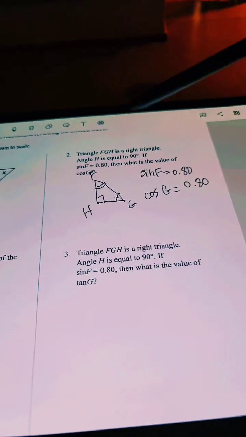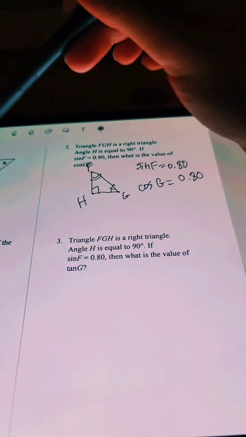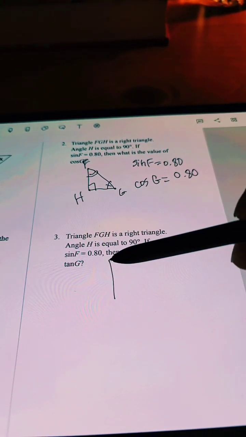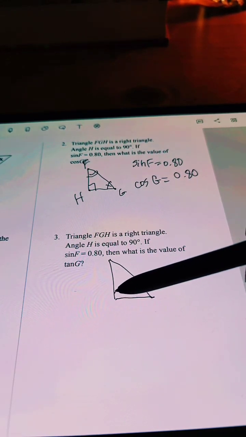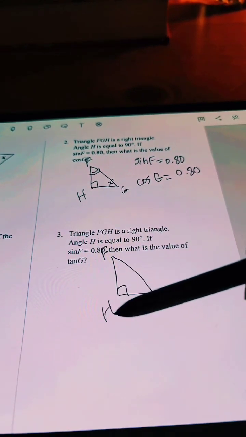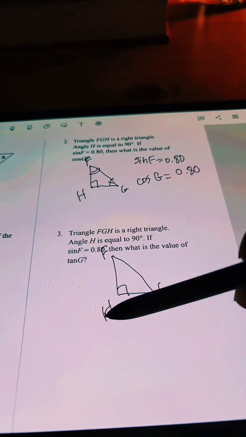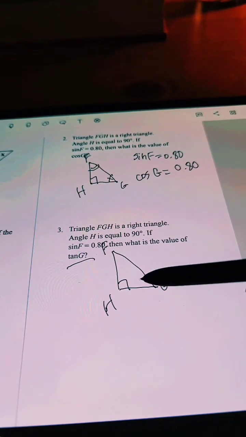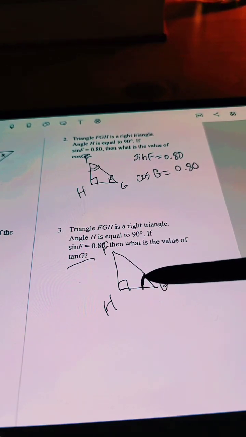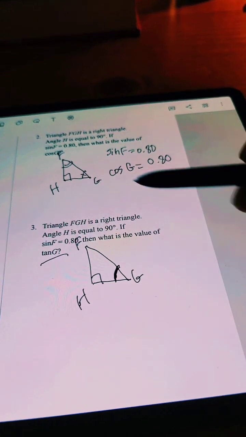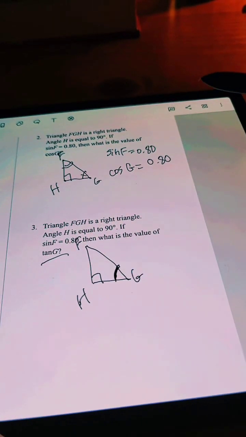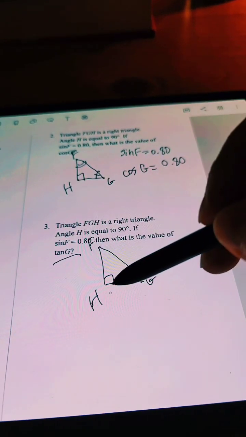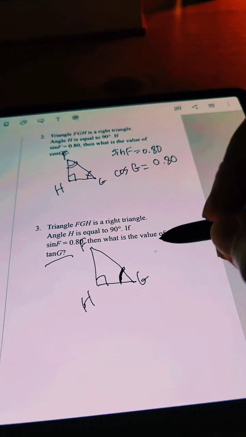Okay, so let's go to number 3. Triangle FGH, so it's the same situation, it's just a different question. So we're going to draw the same triangle, where H is the 90 degree angle, and this time we want to find the tangent of G right over here. So we're looking at this as our reference angle, and remember, tangent is going to be the opposite over the adjacent, because it's the TOA in SOHCAHTOA. So it would be this side over this side right here.